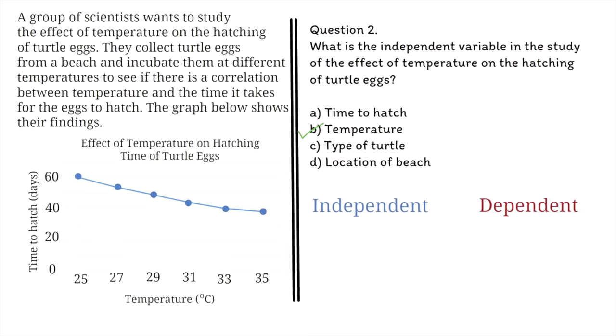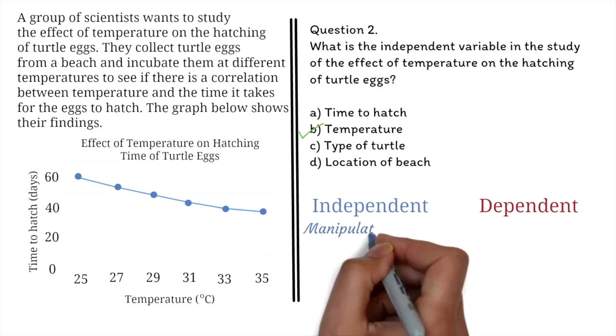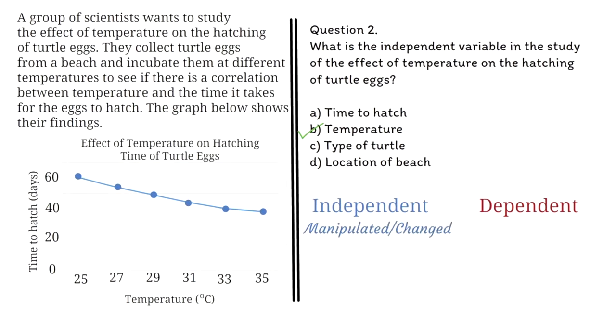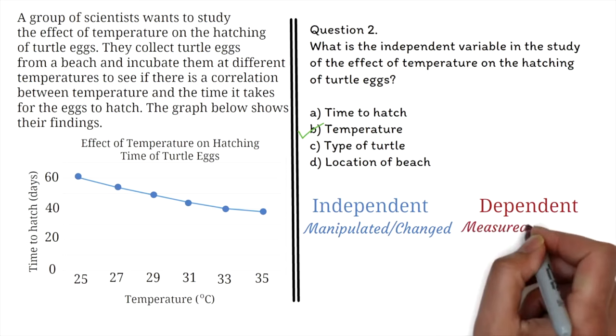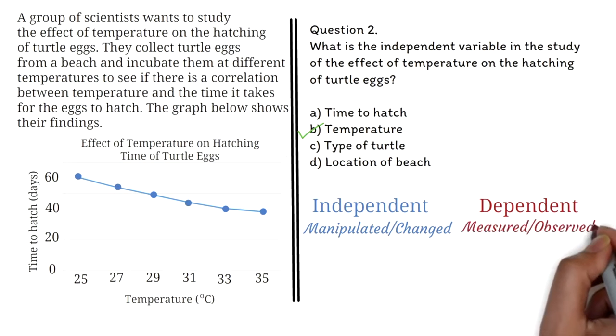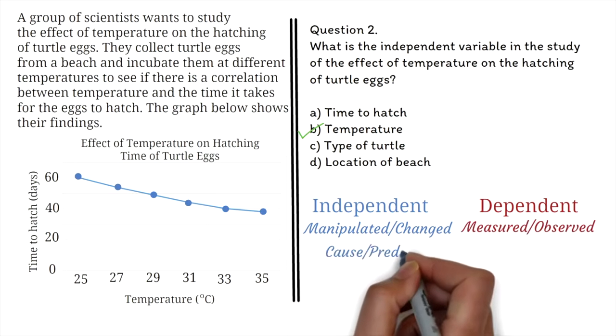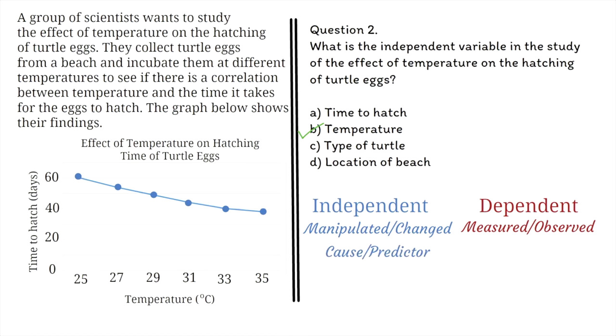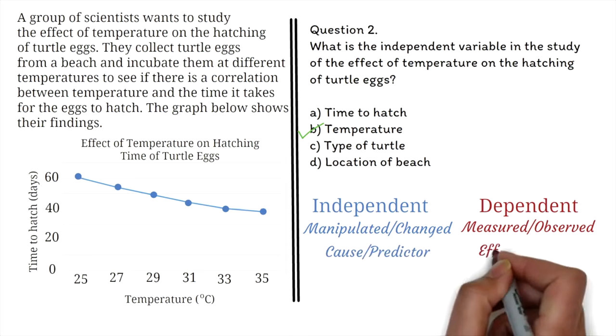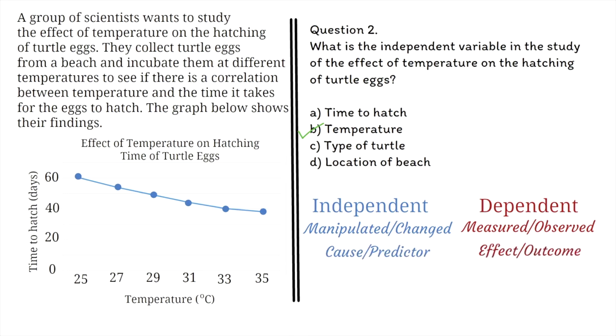The independent variable is the variable that is manipulated or changed by the experimenter to observe its effect on the dependent variable. On the other hand, the dependent variable is the variable that is being measured or observed and is affected by the independent variable. In other words, the independent variable is the cause or predictor of the outcome, while the dependent variable is the effect or the outcome being measured.